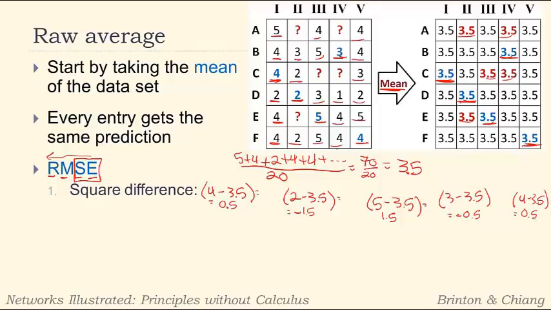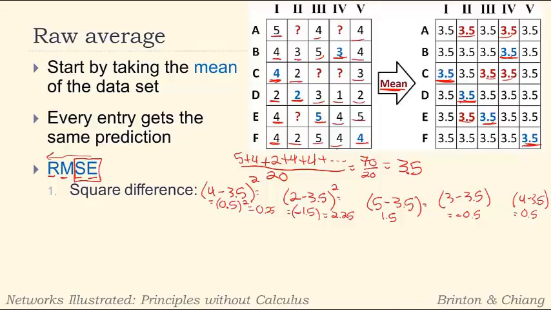So now we need to square the differences, before we take the mean. We take these values and we just square them all. 0.5 squared is 0.25. Negative 1.5 squared is 2.25. Again, the positives and negatives don't matter because we're squaring the values. If you don't know what squaring is, it's really just taking a number and multiplying it by itself. So 3 squared is 3 times 3, which is 9. 4 squared is 4 times 4, which is 16, and so on.